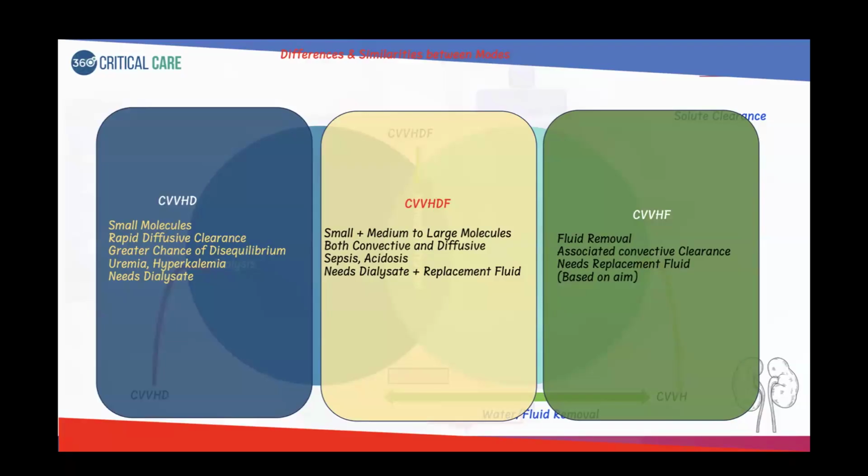What do you want? What type of molecule you want to remove? How rapidly you want to remove? Along with how much water you want to remove? All that will be, if you have numbers for that, then you have to titrate your diffusion, you have to titrate your hemofiltration or convection forces.